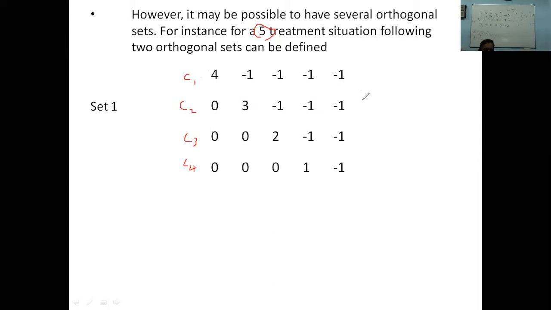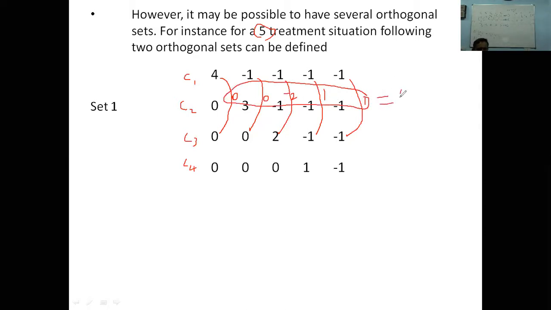Right. Now, the multiplication can be done with another contrast also. Look at 4 times 0, 0. Minus 1 times 0 is 0. Minus 1 times 2 is minus 2. Minus 1 times minus 1 is plus 1. Minus 1 times minus 1, again plus 1. So what is the addition of all these? Multiplication of contrasts. Again, it is 0.